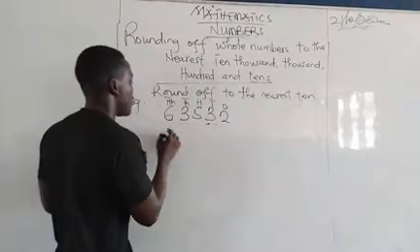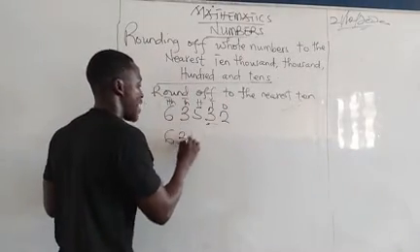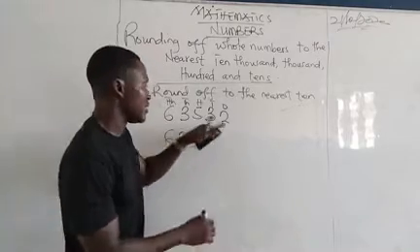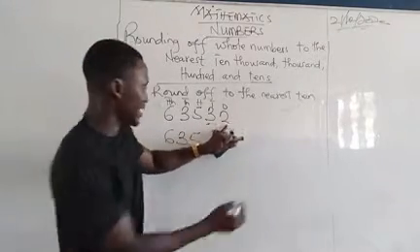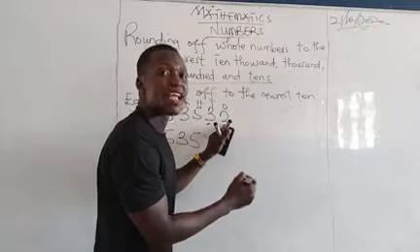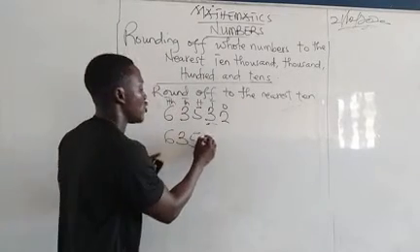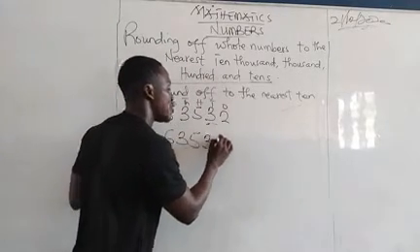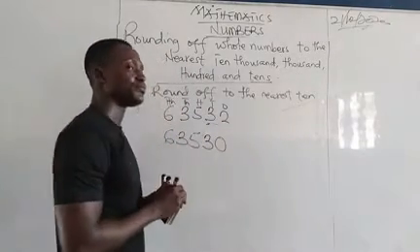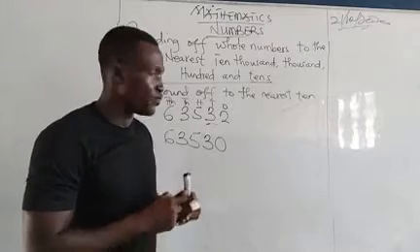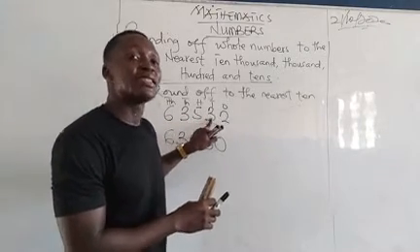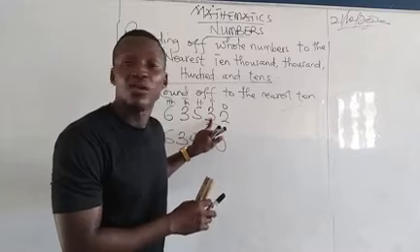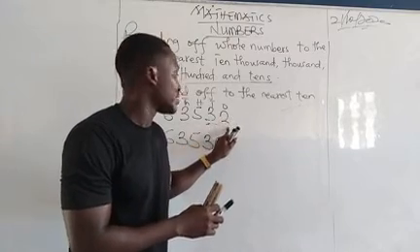So now we write 6, 4, 5, 3, 0. To the nearest 10, since 2 is 4 and below, we are going to maintain our 3, then make the rest 0. This is what we are going to do. You maintain these numbers. When you get to your tens or the digit that you are looking for, you check the number in front.